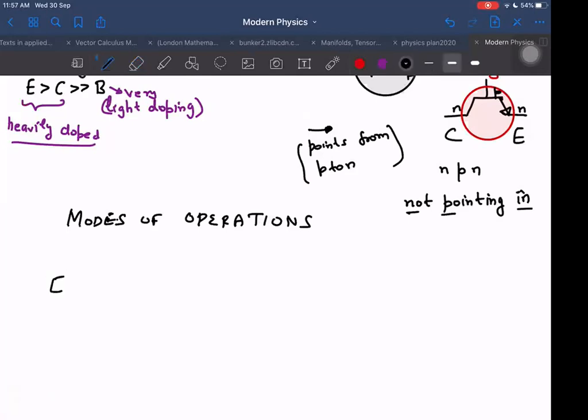If I want to make a chart of it, emitter to base I will keep here, and collector to base I will keep here. Here I will say forward bias, here reverse bias. Emitter to base forward bias, collector to base forward bias. Here reverse bias, here reverse bias. Correct. Have we taken all the cases possible, or is something left?